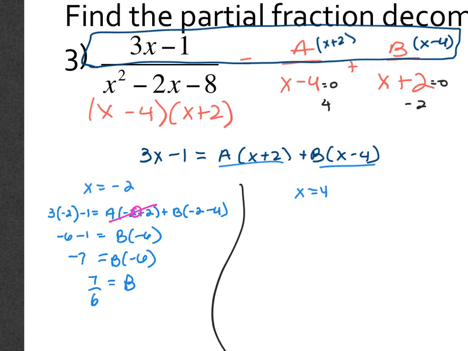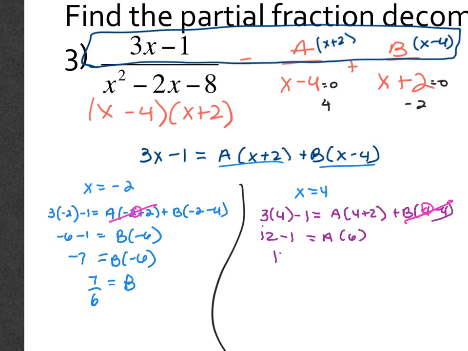Then I'm going to work out the next one. So x is 4 now. Again, I'm going to plug it in everywhere there's an x. So 3 times 4 minus 1 equals A times 4 plus 2, plus B times 4 minus 4. Here's my 0 again, so that's gone. 12 minus 1 equals A times 6. 11 equals A times 6. And A would equal 11/6. Everybody with me so far?